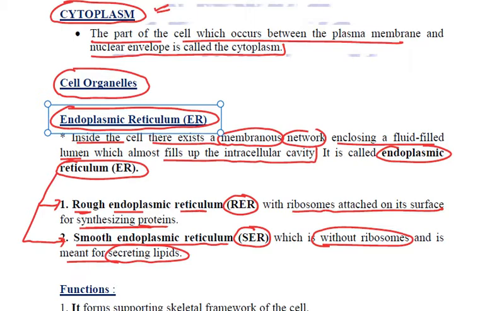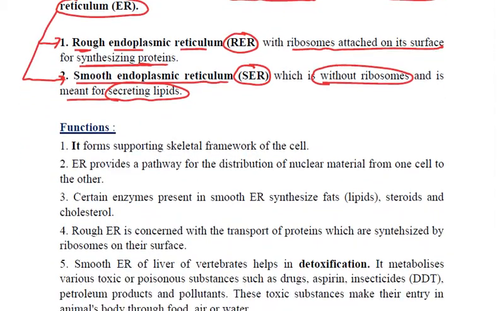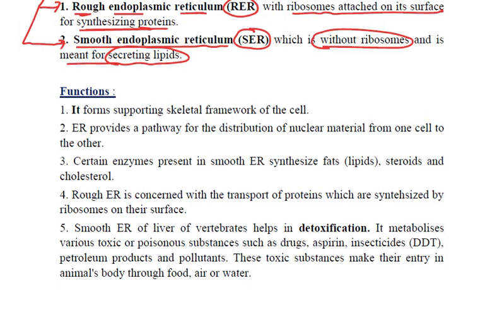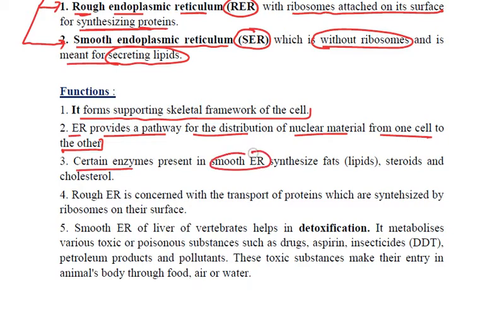Now let us try to relate the functions of ER. Very important. It forms supporting skeletal framework of the cell. This ER provides a pathway for the distribution of nuclear material from one cell to another. There are certain enzymes which are present in SER which synthesize fats, lipids, steroids, and cholesterol. Rough endoplasmic reticulum is mainly concerned with the transport of proteins which were synthesized by ribosomes on its surface.